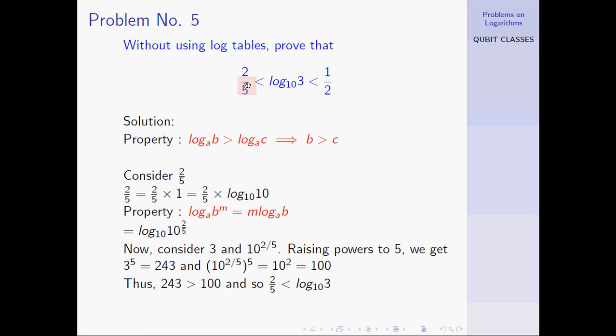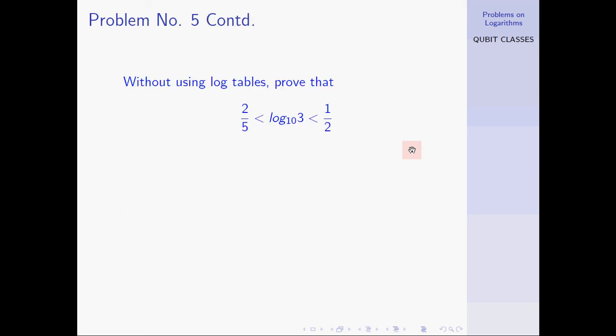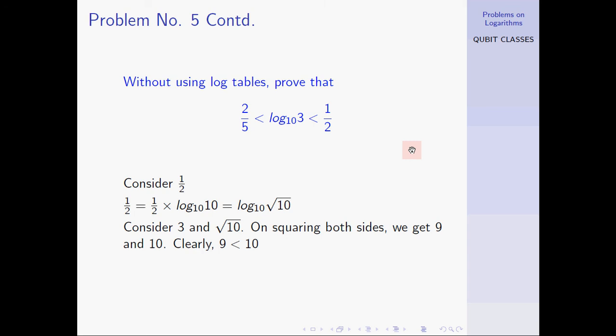So we have proved the first part. Now let's try to prove the second part. Let's start with 1 upon 2. As we did for 2 by 5, let us write 1 upon 2 as 1 upon 2 into log of 10 to the base 10, which is equal to log of root of 10 to the base 10. Now consider these two numbers, 3 and root 10. So we have successfully written 1 upon 2 in logarithmic form.